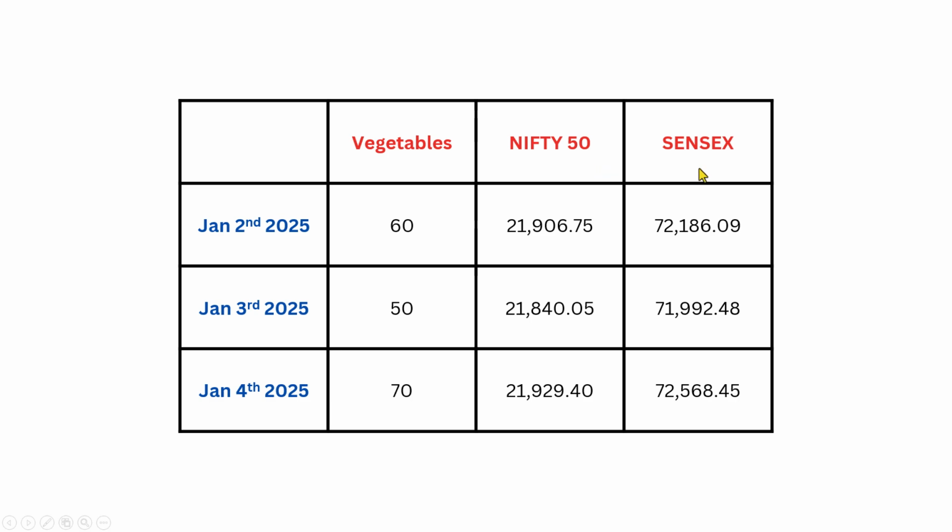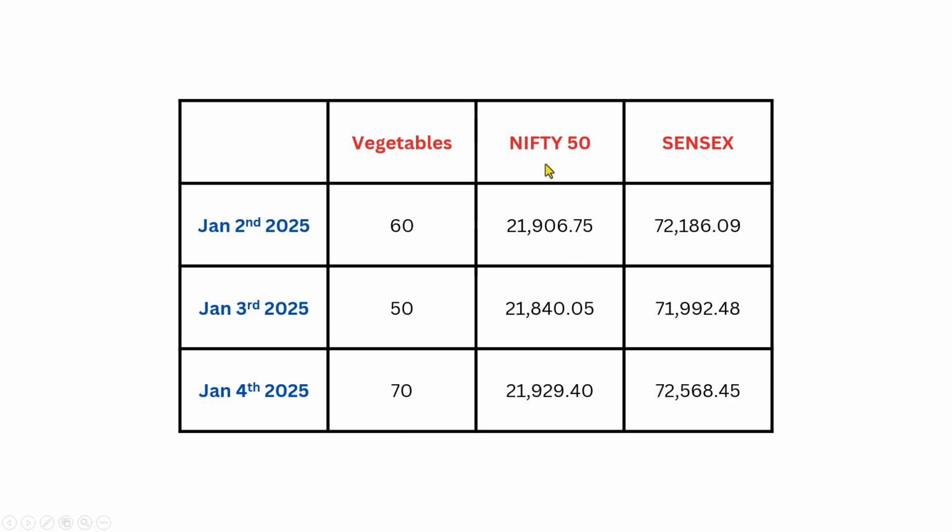This index also gives you an idea of how the price of the stocks in the market is moving. Alright. So on January 2nd, it was this much. On January 3rd, it reduced to this much. And on January 4th, it increased to this much. So you can see how the price of these stocks are moving. Alright. Now this is what an index is.